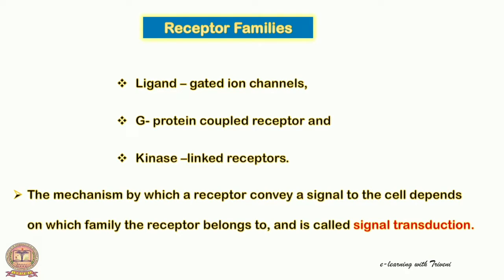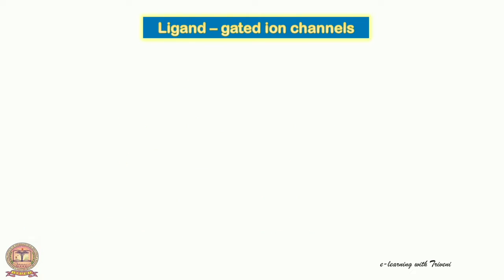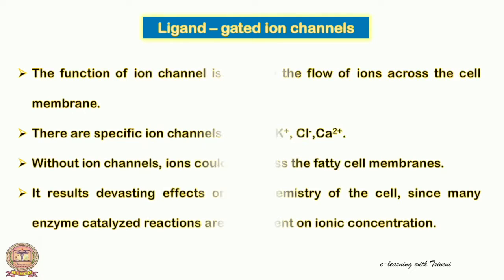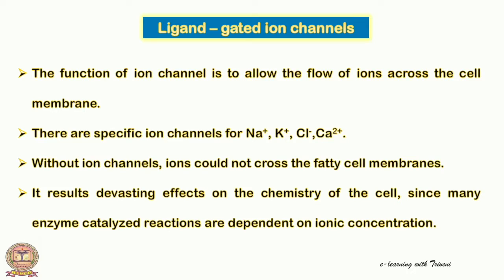The mechanism by which a receptor conveys a signal to the cell depends on which family the receptor belongs to, and this is known as signal transduction. The mechanism of action of benzodiazepines and barbiturates will be explained by the ligand-gated ion channel. So, let us see the nature of the receptors.